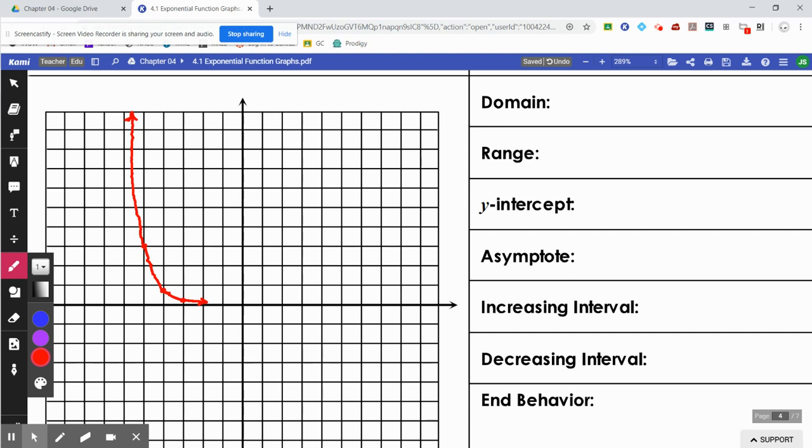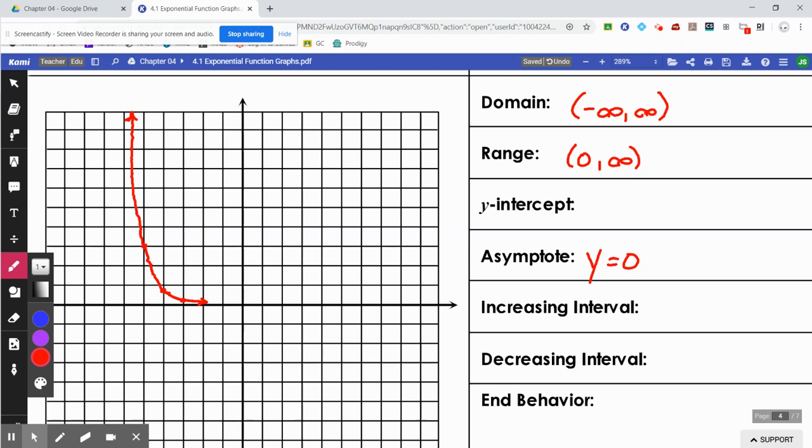Our domain here will still be all real numbers. Again, exponential functions do not have domain restrictions. Your range values, again, it looks like you have an asymptote line at 0. That thing levels out, so therefore it'd be 0 to infinity would be your range.